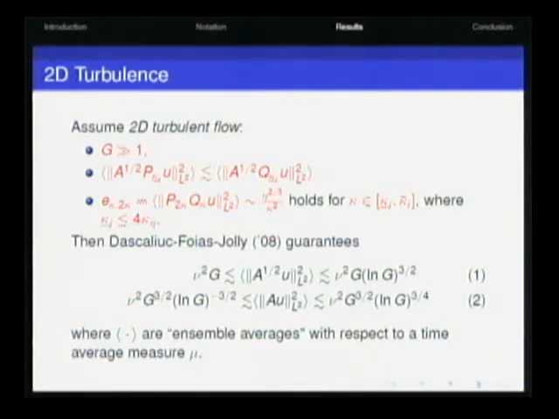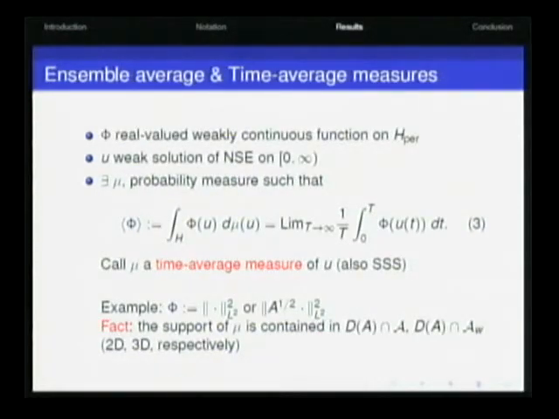Okay, and then Dascaliuc, Foias, and Jolly in a paper in 2008 show that these estimates hold in this context on the energy dissipation rate and the entropy dissipation rate. And here again, you can think of these as long time averages. Actually, let me say a little bit more about that now. So these long time averages, I'm saying that's with respect to a time average measure mu. And so the way we're getting this is by using this generalized Banach limit. By using this generalized Banach limit, we don't have to say anything about ergodicity or anything like that. So we have that this generalized Banach limit is given by this measure, and we call that measure time average measure. Okay. So that's what those brackets, this is a definition for the bracket.